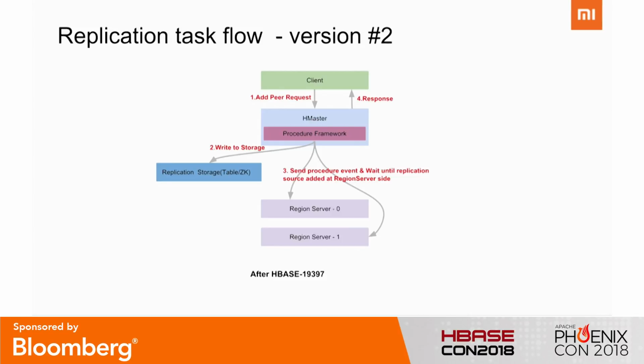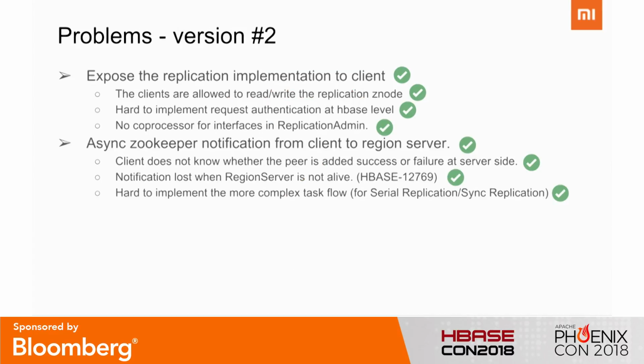After HBASE-19397, we refactored the task flow by using the HBase procedure framework. So the RS handles all the subtasks synchronously, and we can implement a more complex task flow by using the procedure framework. So the second problem has been fixed too. The new replication storage layer and the replication procedure have been included in HBase release 2.0.0.